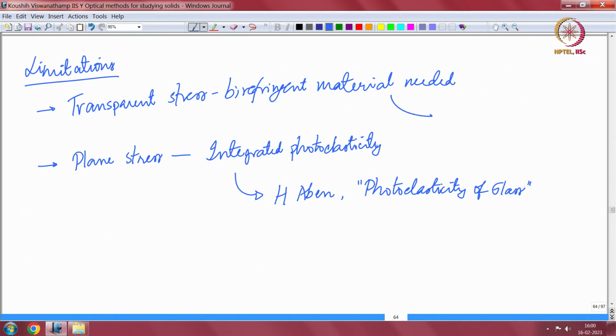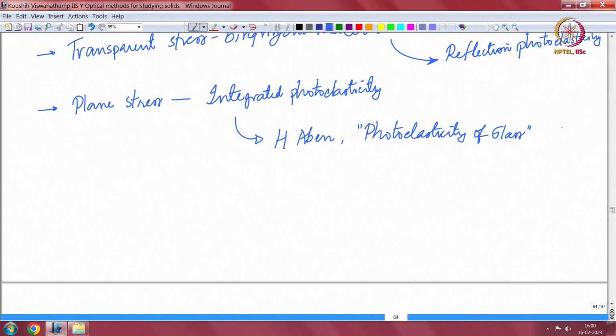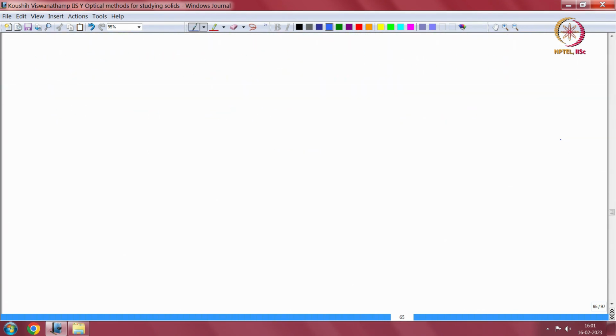The need for a transparent material: one more recent way, like I mentioned at the start, to get around this is to do something called reflection photoelasticity. Okay. Now, I will talk a little bit about this. I will introduce the basic idea and sketch out the basic equation, and then we will conclude our discussion of photoelasticity itself with this. But let us see what reflection photoelasticity is.